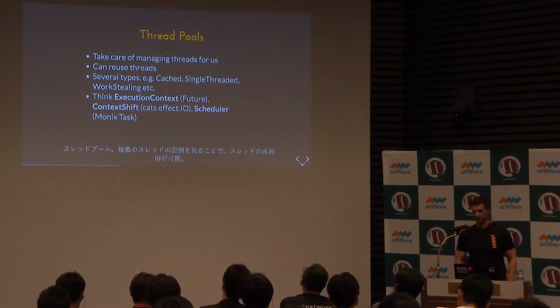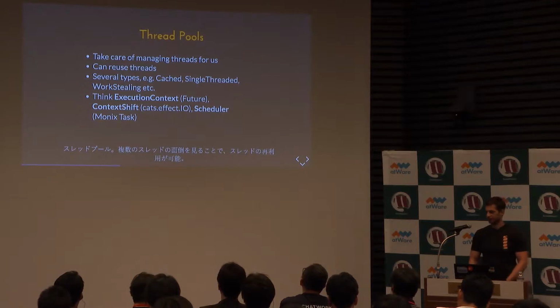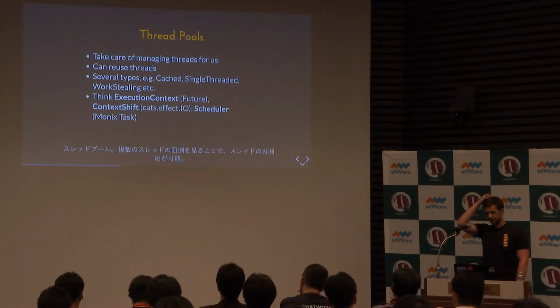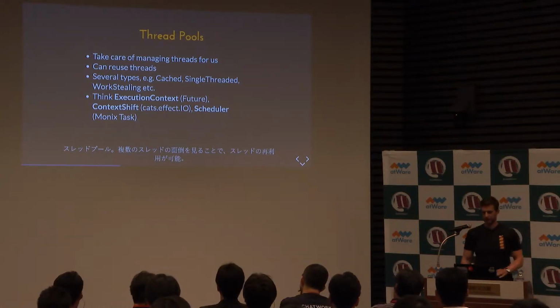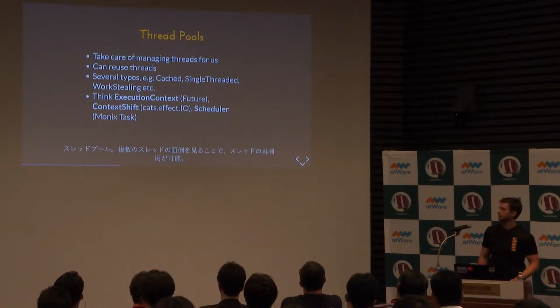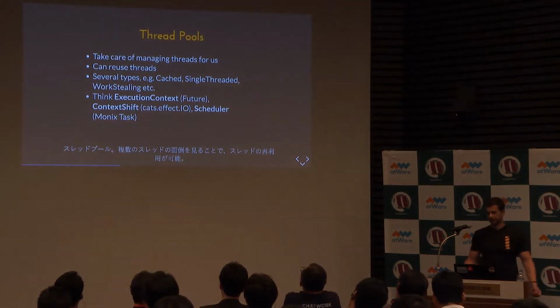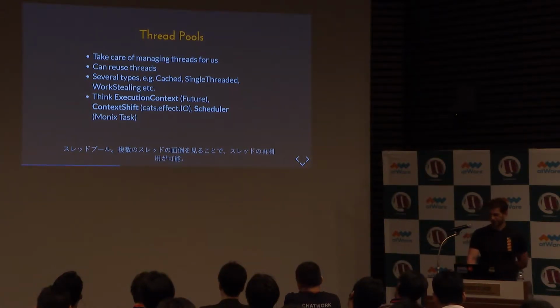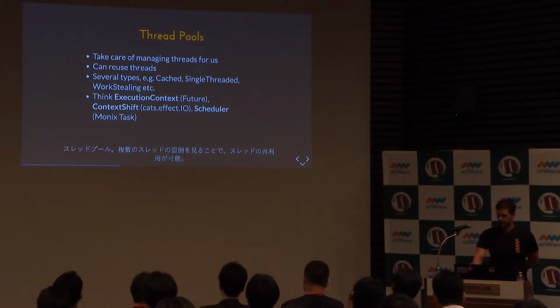So fortunately, we don't have to manage the lifecycle of our threads manually or create them or anything like that. We have a thing from Java called thread pools that does it for us, and there are several types that could reuse some threads, have a limited thread pool, and so on. And in the context of Scala, if you know the execution context for Future, then this is like a thread pool. Same with ContextShift for the case of cats-effect IO, Scheduler for Monix Task. In ZIO, I think this will be the runtime system.